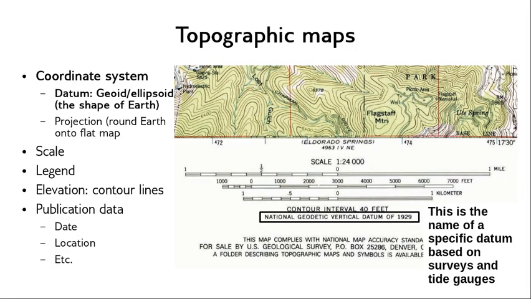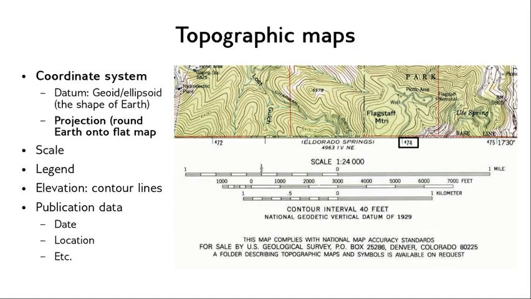But back to Colorado and topographic maps. So that's the datum, geoid or ellipsoid, and that determines what approximation you're using for the shape of the Earth. In addition to that, the National Geodetic Vertical Datum of 1929 is based on surveys and tide gauges, and tide gauges are stations that measure sea level all around the world.